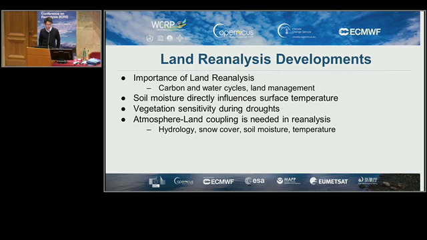Next, these are main points regarding land reanalysis development. The importance of land reanalysis is demonstrated in terms of carbon and water cycles and land management. Fully coupled atmosphere-land reanalysis does not exist at the moment, but it would provide a major advance towards a better understanding of hydrology, snow cover, and so on.